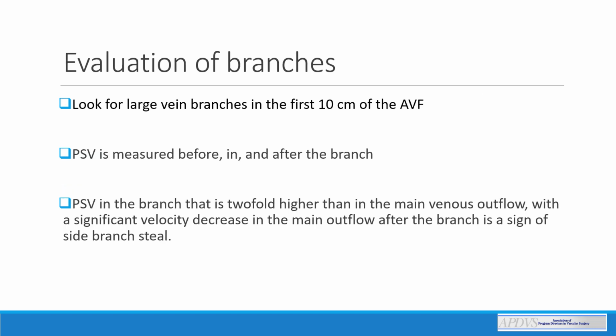Accessory branches can divert a significant amount of blood flow from the primary draining vein, leading to fistula immaturity. Large branches should be identified in the first 10 centimeters of the fistula. Peak systolic velocity is measured before, in, and after the branch. Side branch steal is defined as high velocity flow through a side branch with a significant reduction in velocity through the main venous outflow. Peak systolic velocity in the branch that is twofold higher than the main venous outflow is a sign of side branch steal.